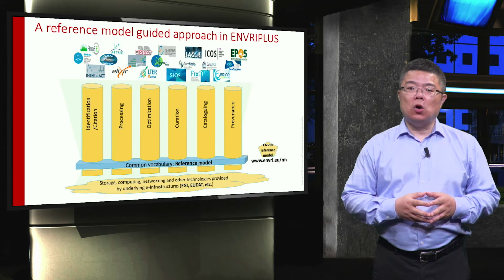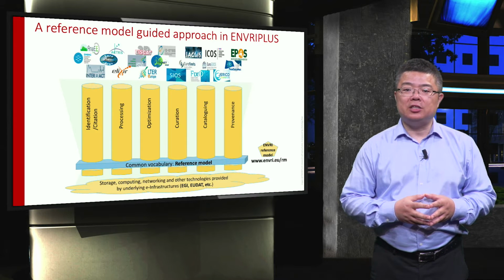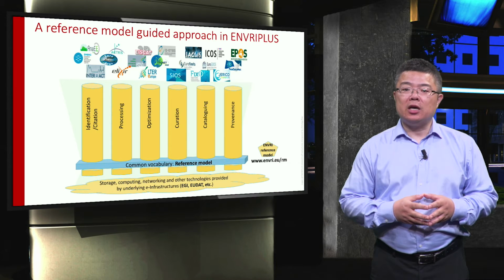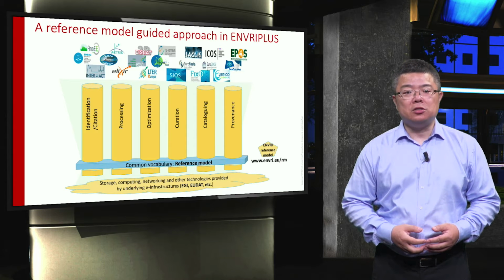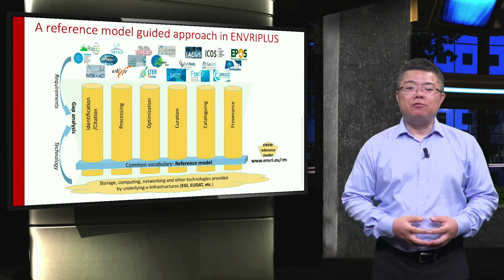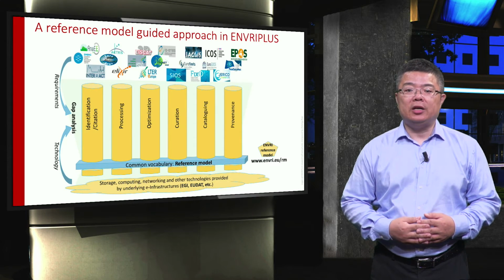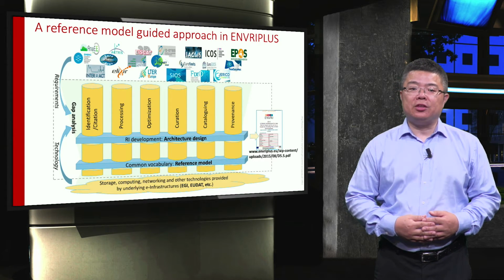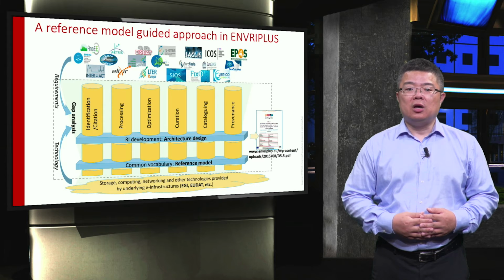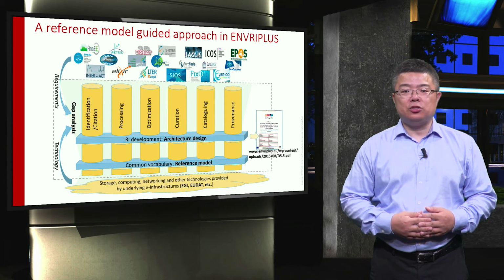The reference model was also used to guide the design of six prioritized services identified during the project, including data identification and citation, processing, infrastructure optimization, curation, cataloging, and provenance. Finally, the reference model was also used to guide the selection of the technologies and architecture design for each service. Based on the reference model and the gathered design requirements, an abstract architecture was provided for use in the development of the new research infrastructure.